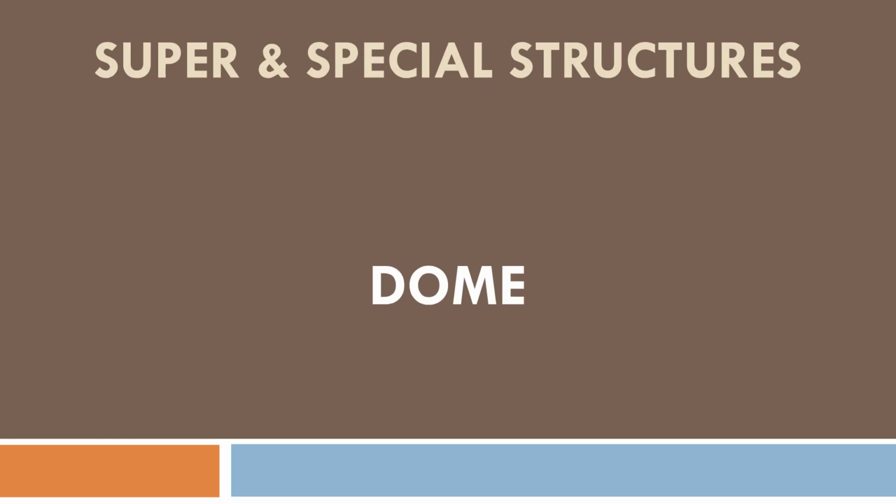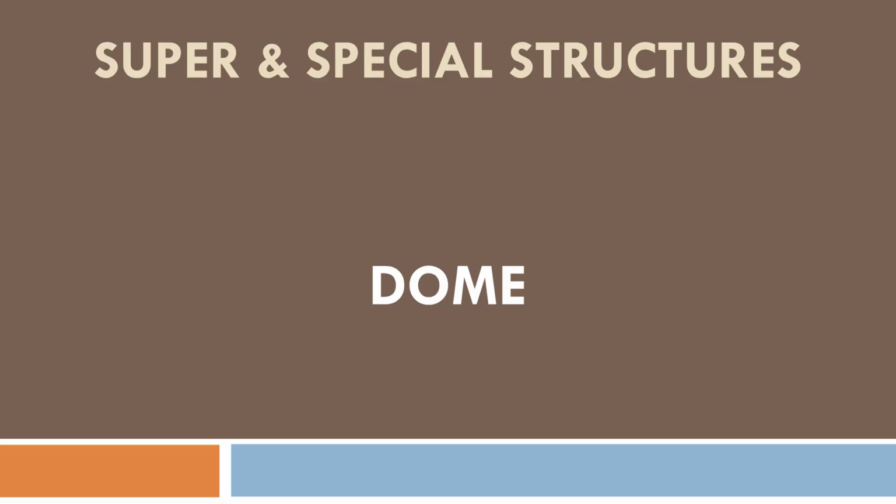Hello everyone. In today's lecture we will study domes, one of the oldest and most efficient large-span structural systems. A dome is a curved roof structure that can cover large areas without internal columns. Because of its shape, loads are distributed evenly, making the structure strong and stable. Domes are widely used in temples, stadiums, museums, exhibition halls, and public buildings.